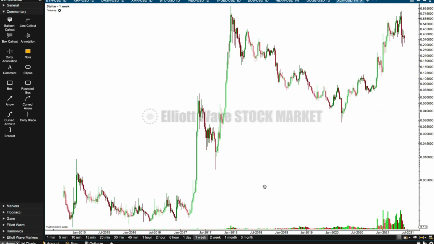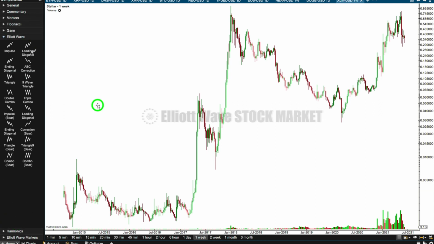And the first thing I notice about this is, from this low to this high, if you want to count this 1, 2, 3, 4, 5, the low of 4 is 0.006892 and the high of 1 is 0.009421. There's an overlap, so that won't work. It can't be an Elliott wave impulse because 4 may not overlap 1. Could it be a diagonal?